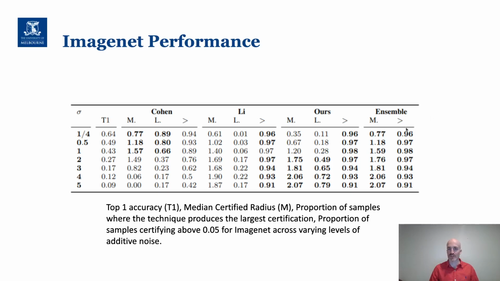Looking at the performance of these approaches, if we just look at strictly the performance of the techniques themselves, so Cullen, Lee's, and ourselves, Cullen's technique produces a smaller median certified radius and produces the largest certification more often than any technique for small levels of additive noise. But as we increase the level of additive noise, the median certified radius of our technique is larger than any other technique, and the proportion of samples where our technique produces the largest certified radius is also the largest of any other technique.